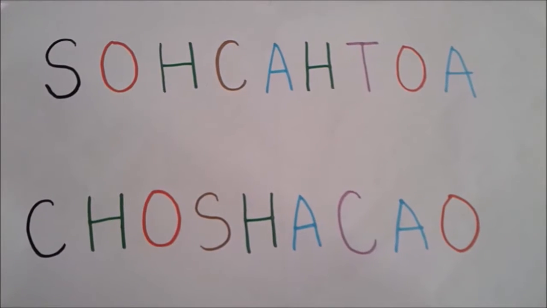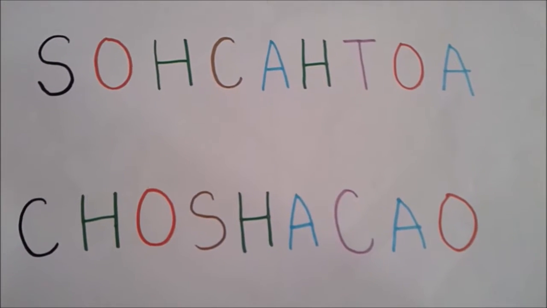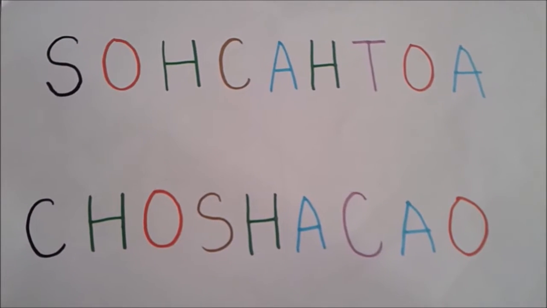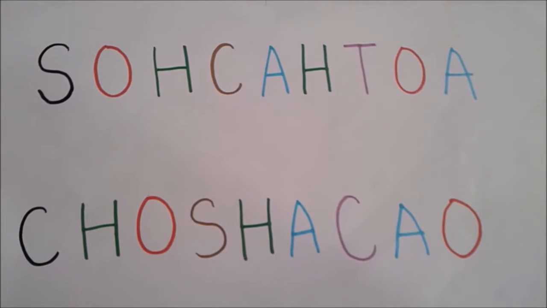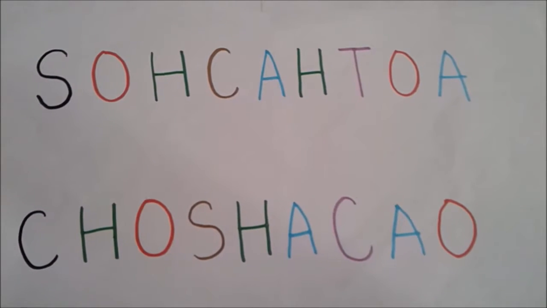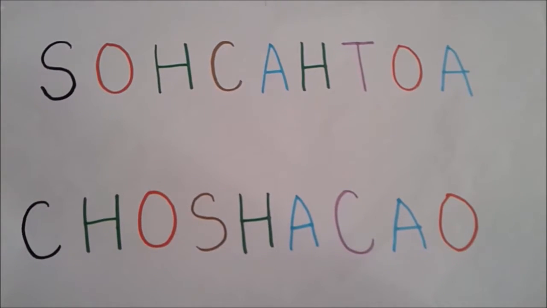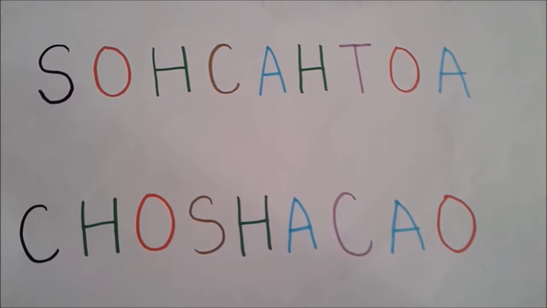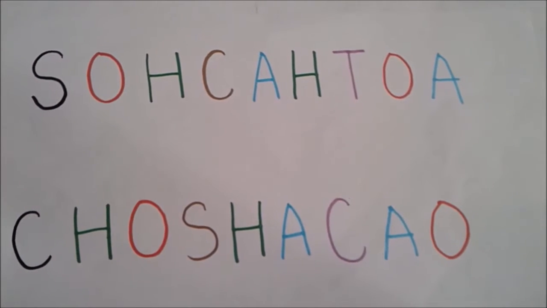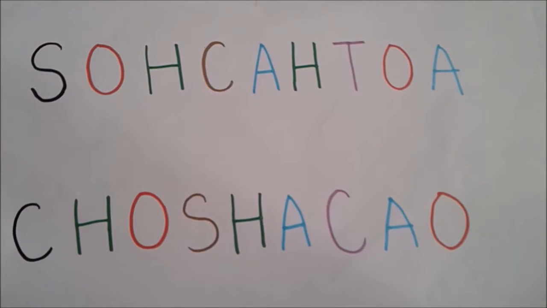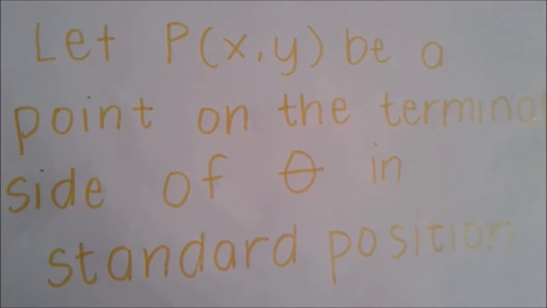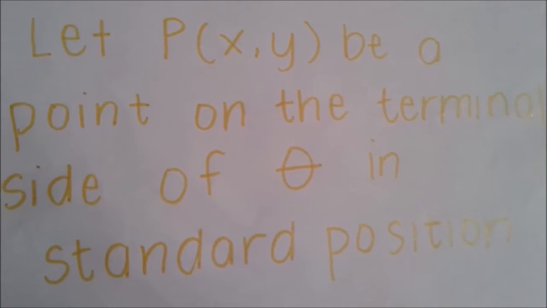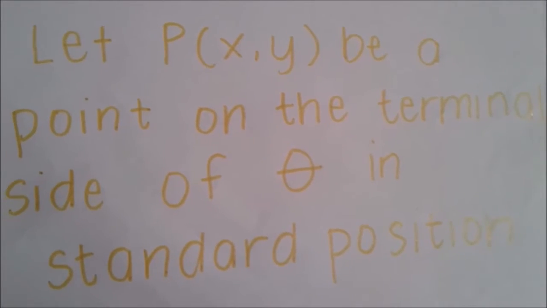Still remember these formulas. Always remember these two keywords. So-ka-toa and cho-sha-kao, where O represents the opposite side, H represents the hypotenuse side, and A represents the adjacent side. Let the point (x, y) be a point on the terminal side of theta in standard position.